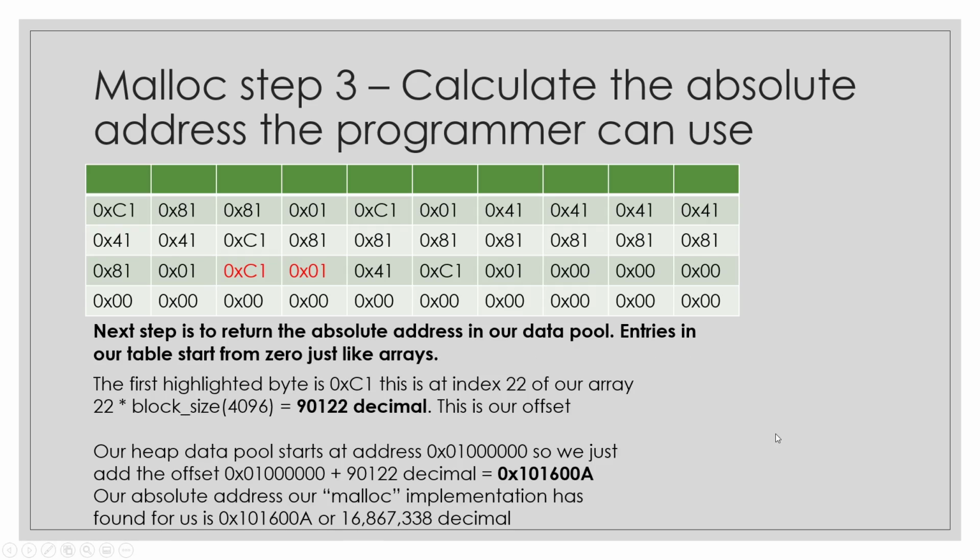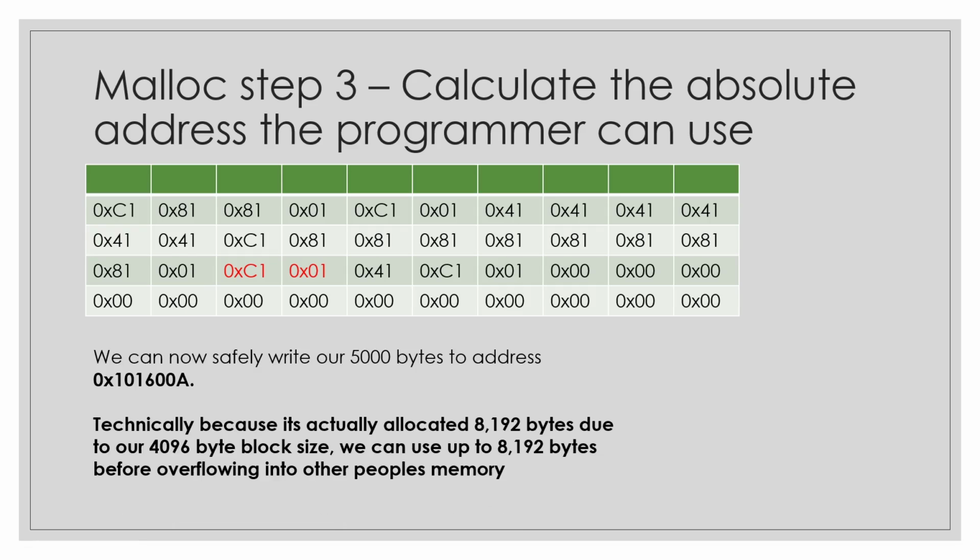The heap data pool starts at address 0x010000 and so on. So all we do is we add the 90,122 decimal to that number, giving us an absolute address of 0x101600A. This is the absolute address our Malloc implementation has found for us. We now return that address, and the programmer can safely write our 5,000 bytes to that address.